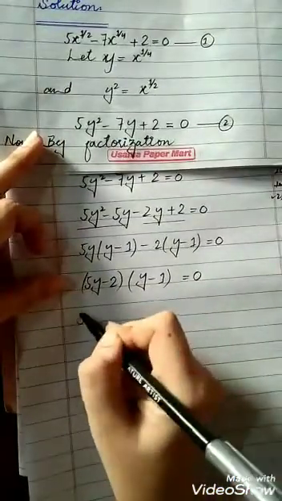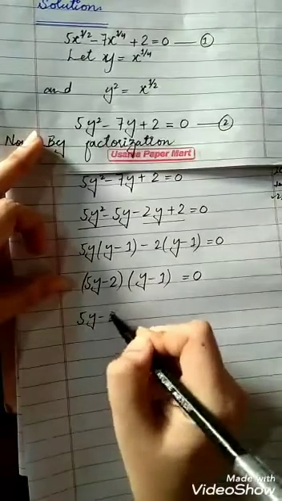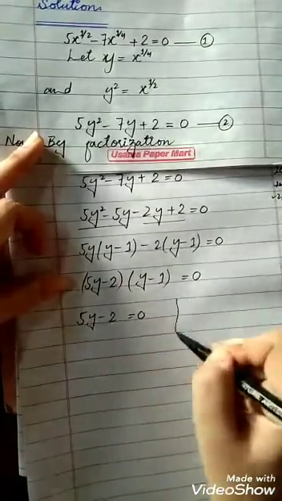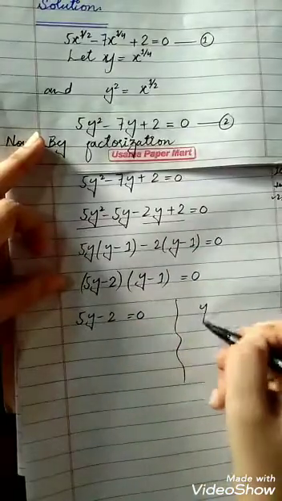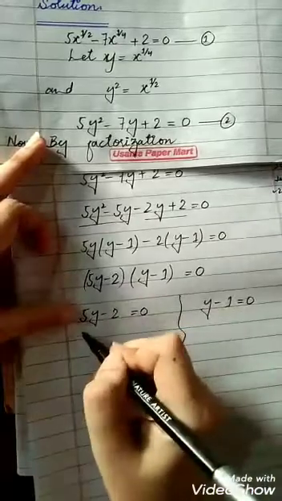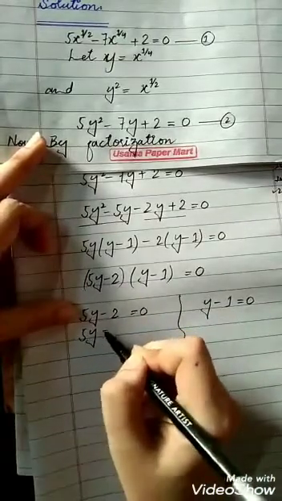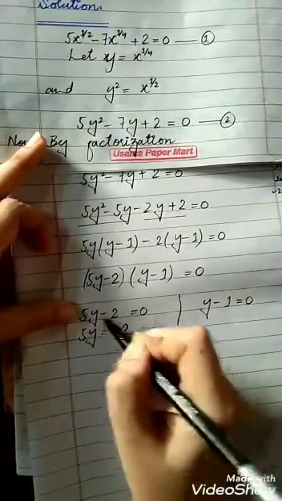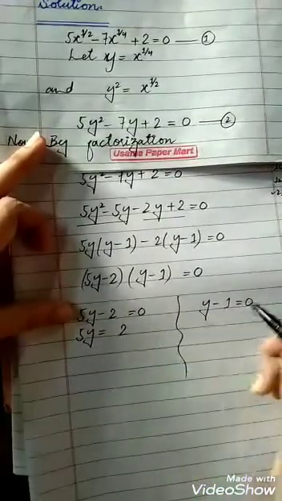We will take them equal to 0 on both sides, because the product of both terms is equal to 0. So y minus 1 is equal to 0, and 5y minus 2 is equal to 0. We need the y value, so 5y is equal to 2, because it's negative here, it will be positive on the other side.